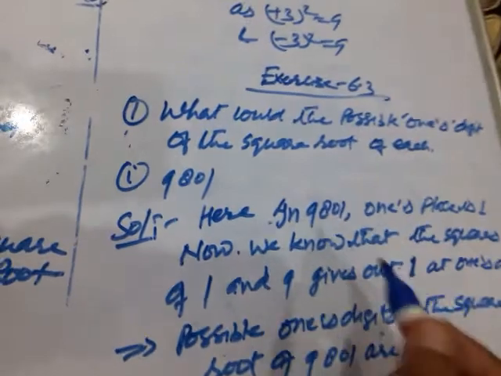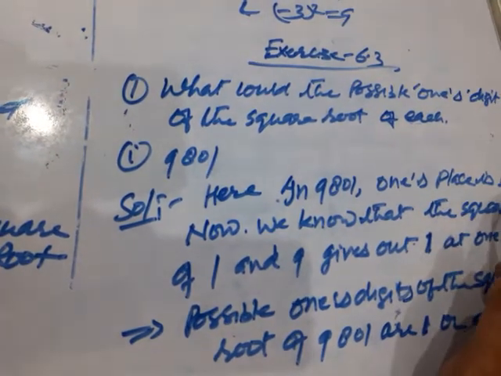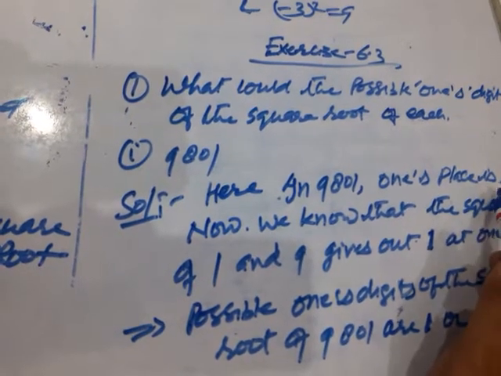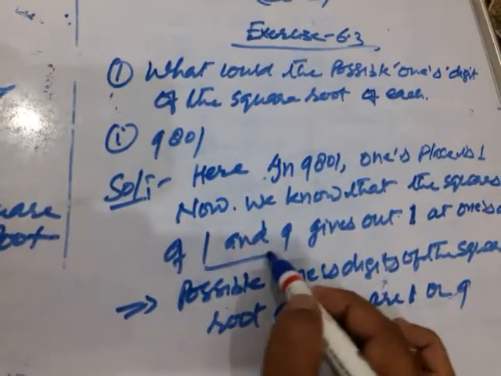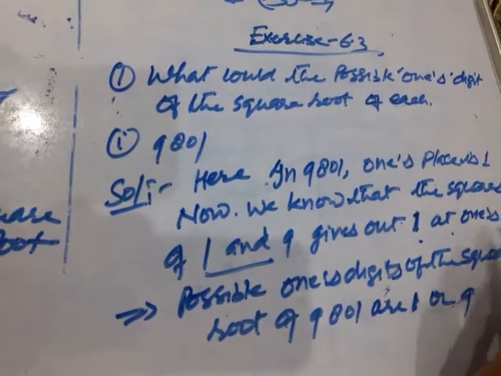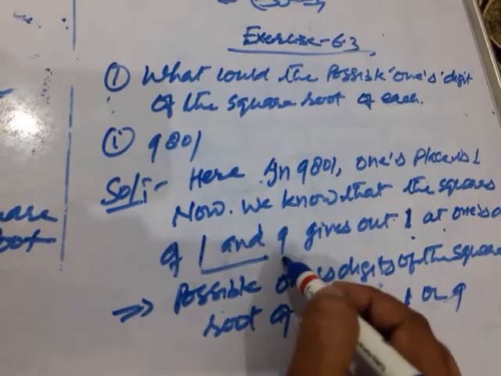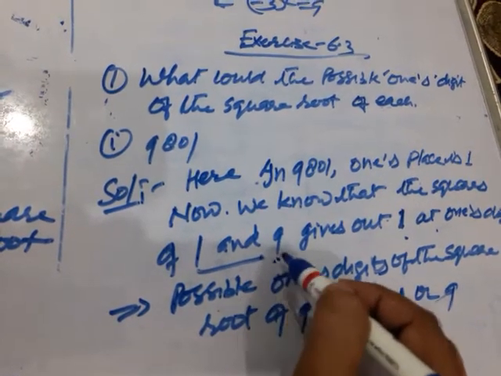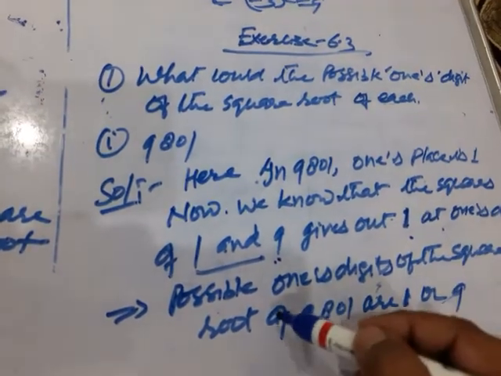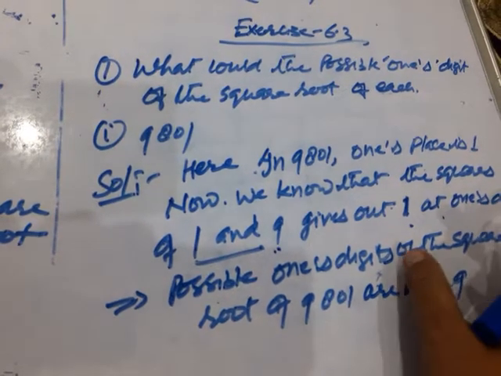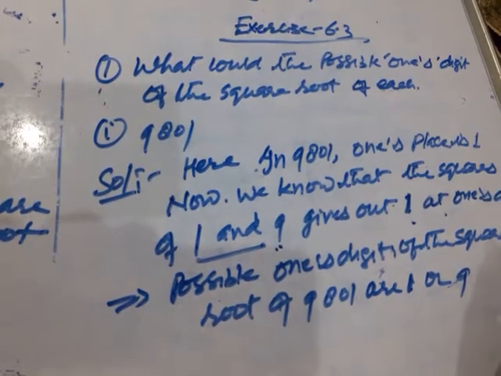Okay children, let us revise the things here. In 9801, one's place is 1. Means the digit at one's place is 1. Now we know that the squares of 1 and 9 give out 1. Square of 1 is again 1. Square of 9 gives 1 in its one's place, that is 81. In 81 one's place is 1. So this implies that the possible one's digits of the square root of 9801 are 1 or 9.